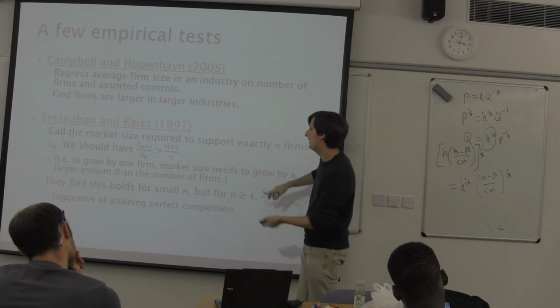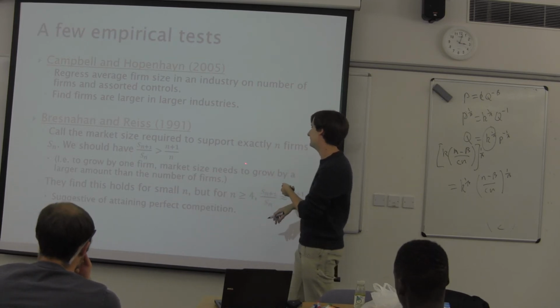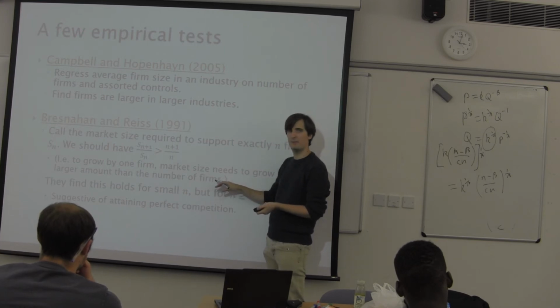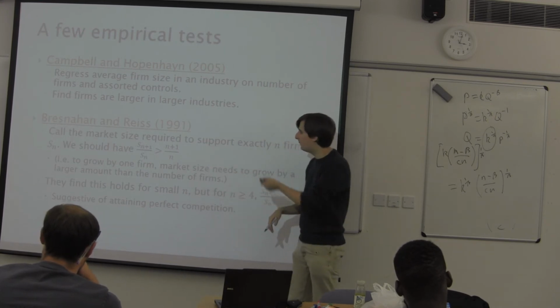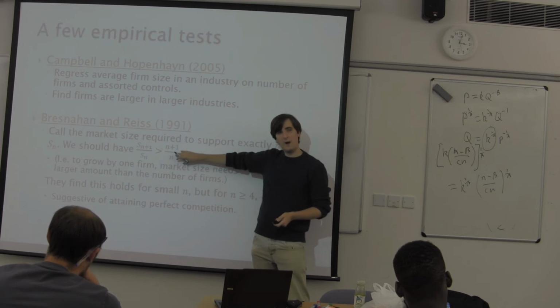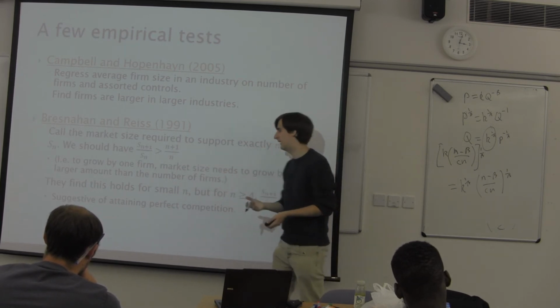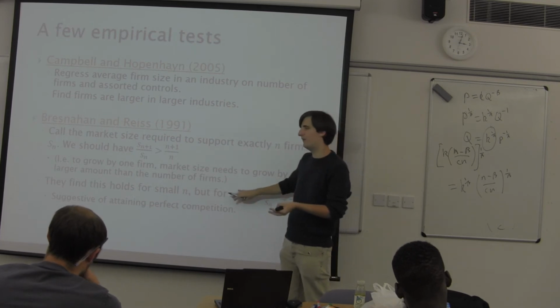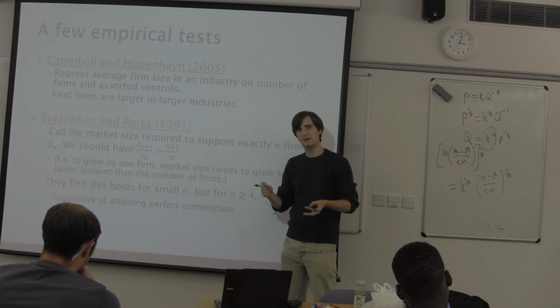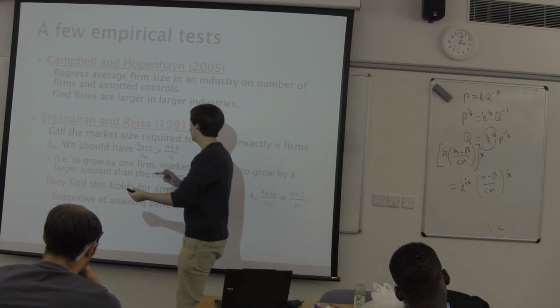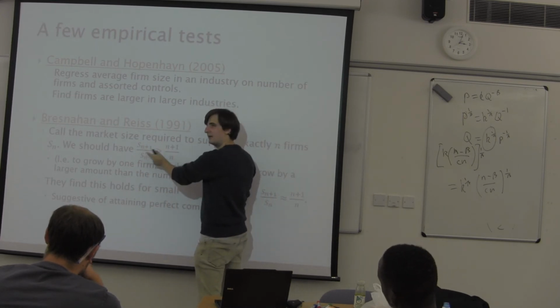So this is clear, isn't it? To grow by 1 firm, market size needs to grow by a larger amount than the number of firms. That's all they're testing. And what they find is this holds well when the number of firms in an industry is less than about 4. So if you've got 1, 2, 3 or 4 firms, then this is reasonable. But beyond 4 firms, these two things seem to be about equal.